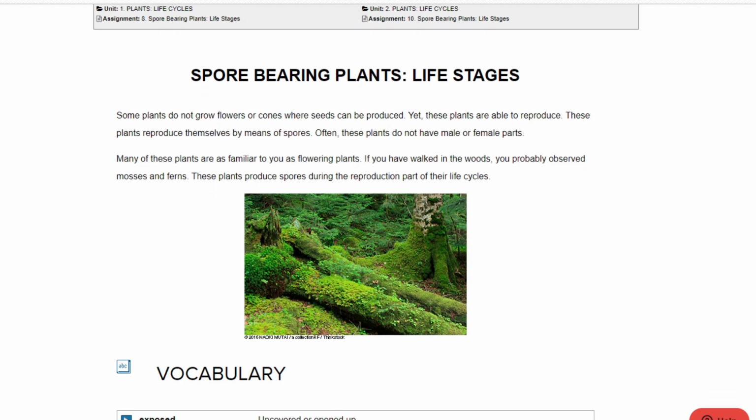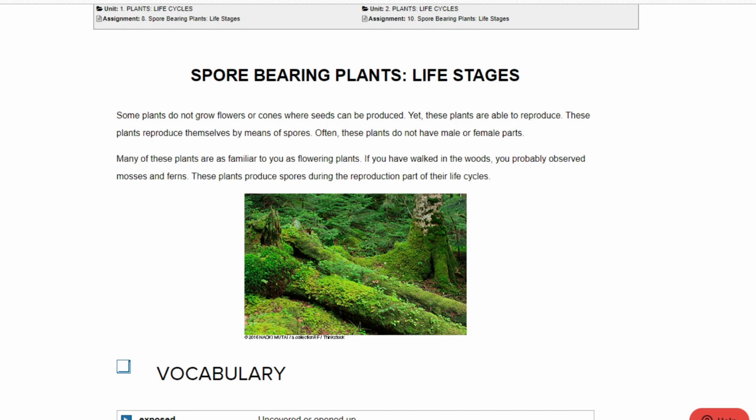So spore bearing plants are different. They do not make seeds like the other plants. Some plants do not grow flowers or cones where seeds can be produced. Yet these plants are able to reproduce. These plants reproduce themselves by means of spores. Often, these plants do not have male or female parts. Many of these plants are as familiar to you as flowering plants. If you have walked in the woods, you probably observed mosses and ferns. These plants produce spores during the reproduction part of their life cycle.